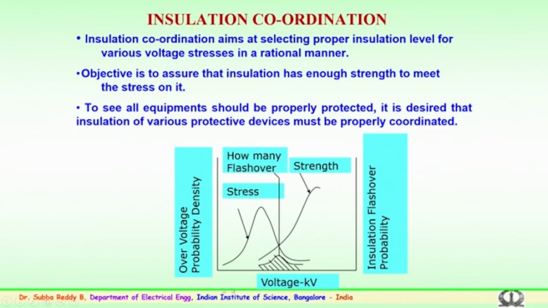The graph which is shown here gives the voltage versus the probability density of over voltages and insulation flashover. Looking into the insulation aspect of any particular equipment, this is the insulation strength which is designed for the equipment or the component. This shows the stress which is being continuously on it. So, the insulation coordination will definitely be seen to have more strength compared to the stress which it has to undergo in the field because of several stresses it is likely to face.